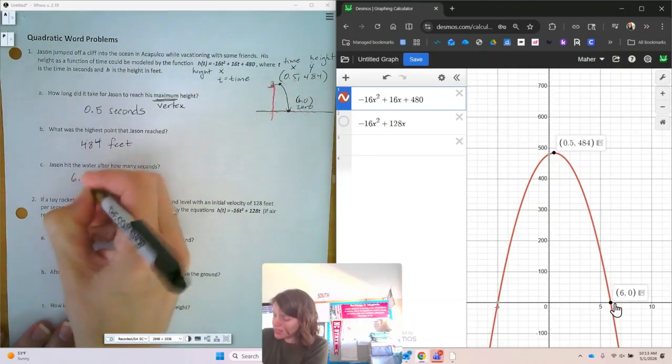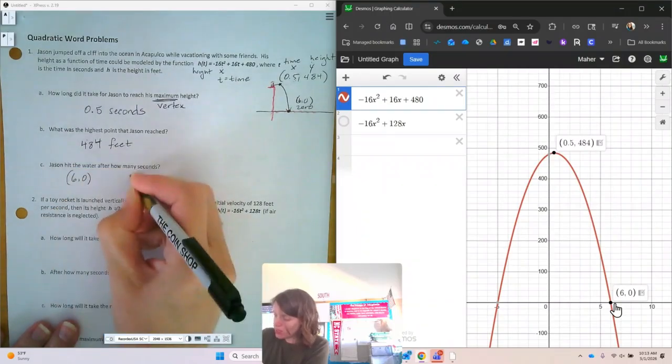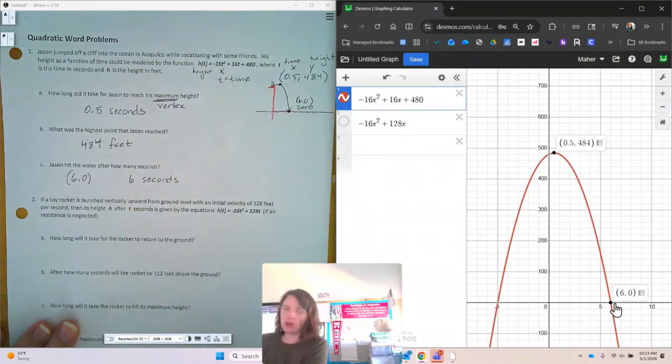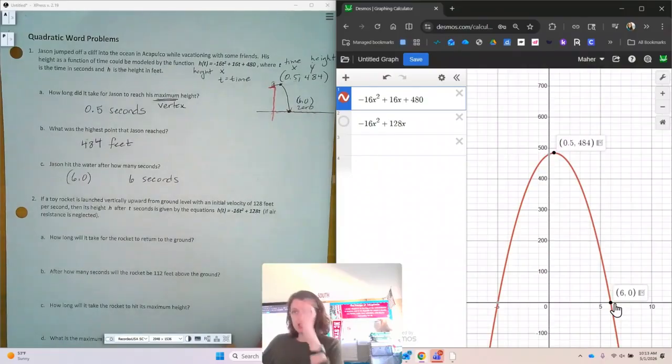So we can see that (6, 0) is that point. So 6 seconds is how long it took. Hopefully you're seeing that we're really just reading the situation and using the graph to help us.